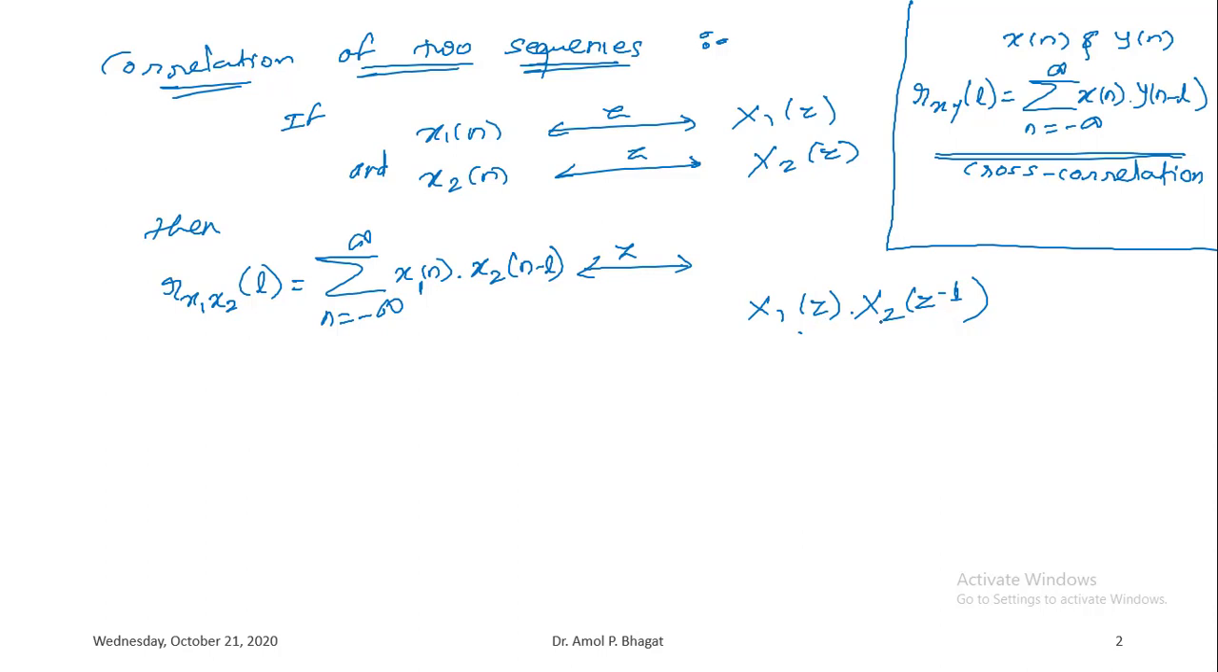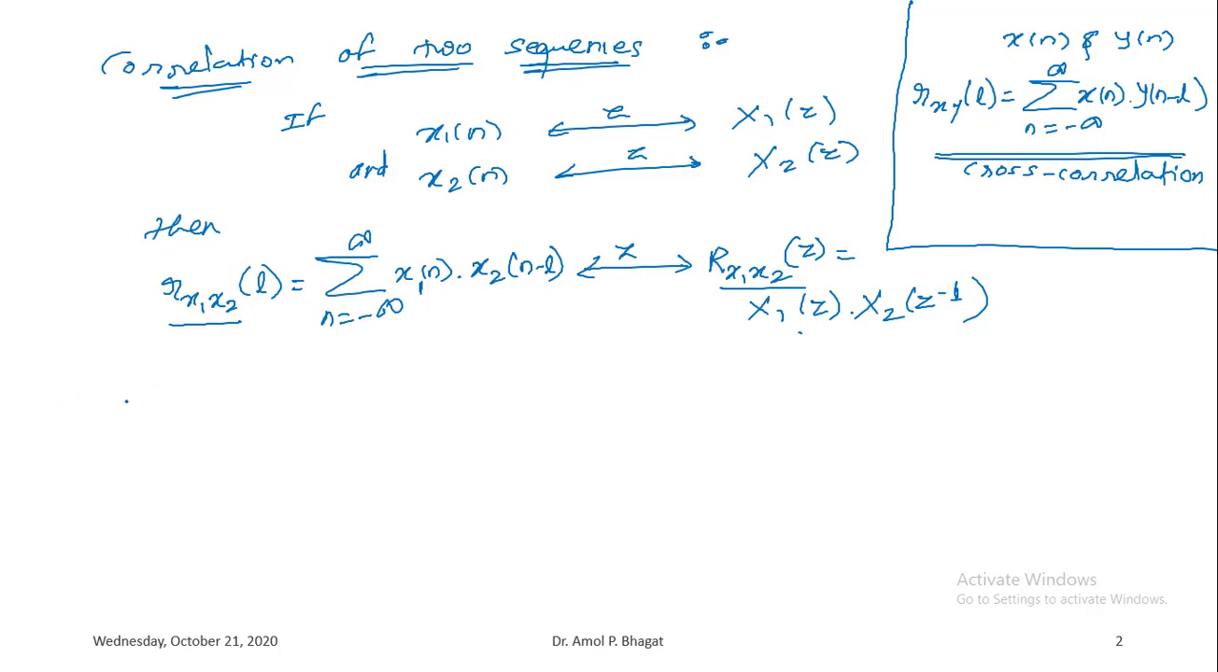Okay, so this multiplication in Z domain indicates the correlation of these two sequences, that is x1 of n and x2 of n. So we can indicate it here in terms of capital Rx1x2 of Z. Okay, so this is in time domain and this is in Z domain, right? So this is the correlation property of the Z transform. Okay, so this is one of the Z transform properties, which is nothing but correlation of two sequences.